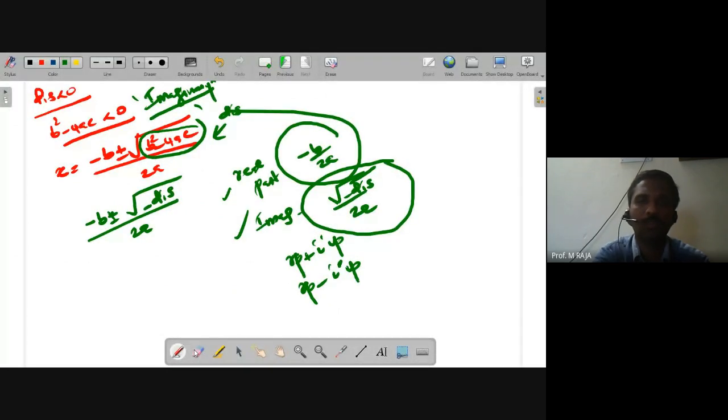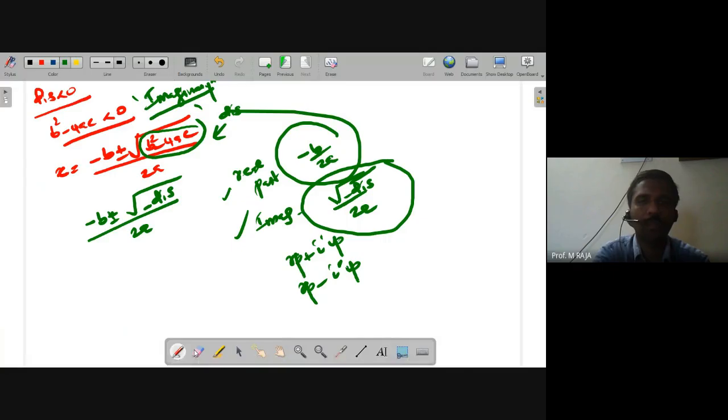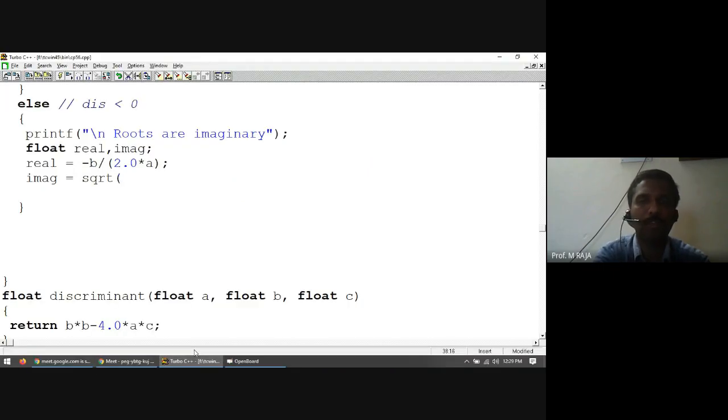Then imaginary part is equal to square root of minus discriminant by 2a. So writing square root of minus discriminant by 2a. Because discriminant is negative, we cannot take a square root. To make it a positive one, discriminant should be negated. Minus discriminant.